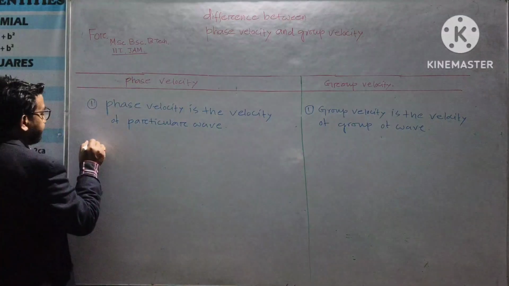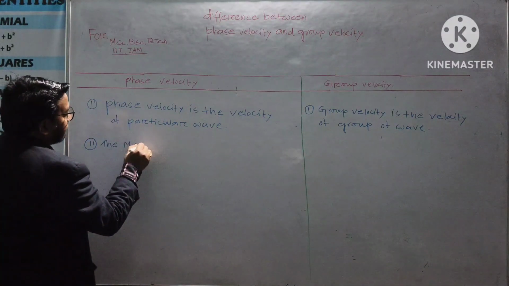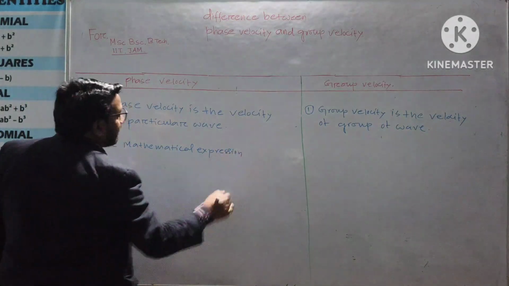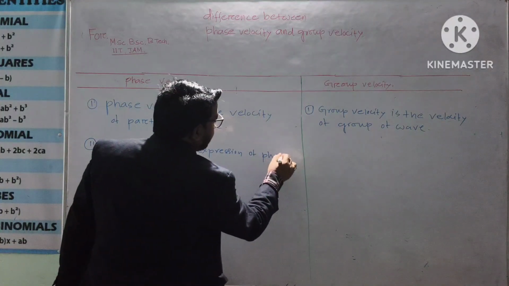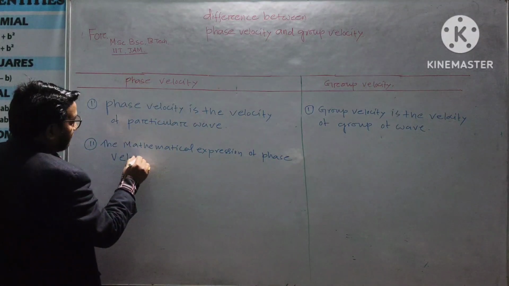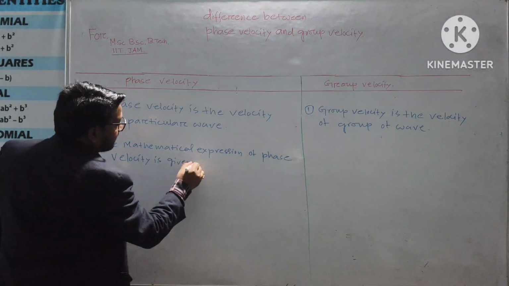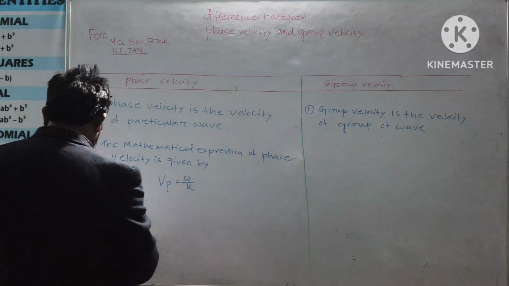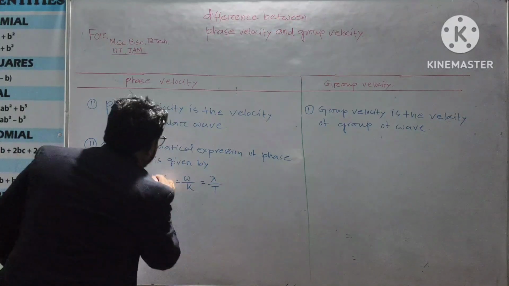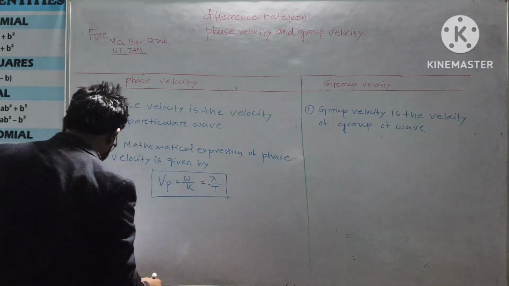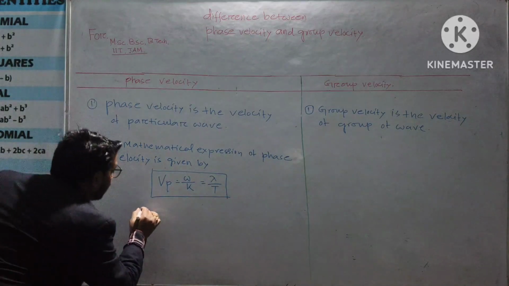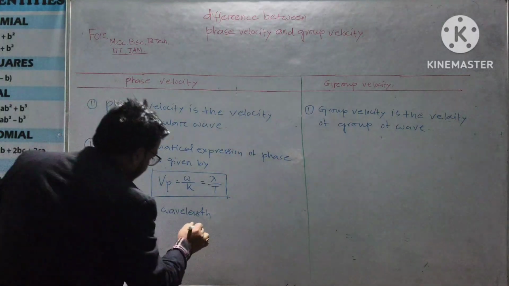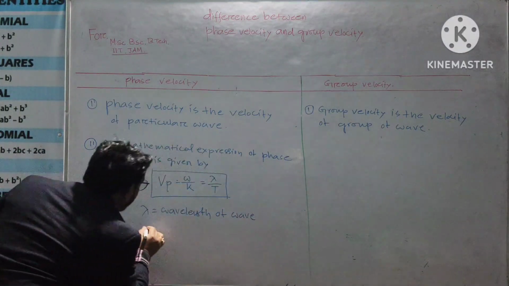Number two difference between them: the mathematical expression of phase velocity is given by Vp equals omega by k, and this is equal to lambda by T, where lambda equals wavelength of the wave and omega equals angular frequency.